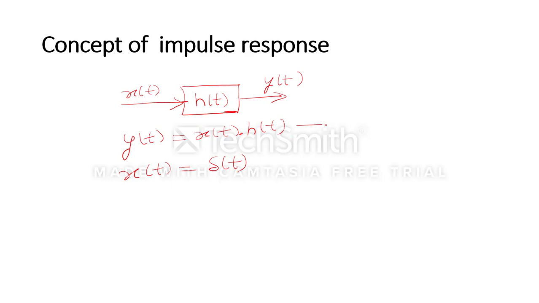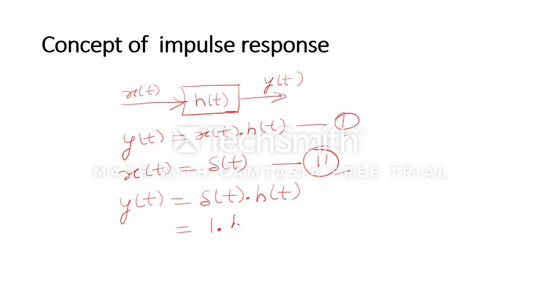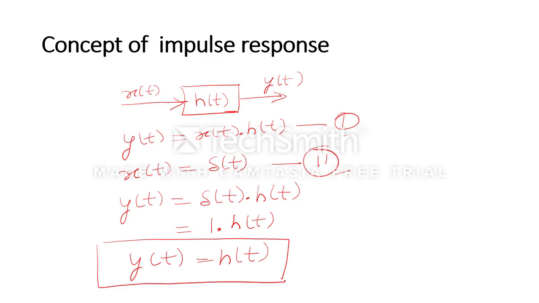Suppose this is the first equation and this is the second equation. When we put the value of x(t) from the second equation into the first equation, you will get y(t) equal to delta(t) into h(t). And we know that the unit impulse function has value 1, so y(t) will be equal to h(t) only. So the response which we get when we apply the impulse signal as input is called the impulse response. Response means output.